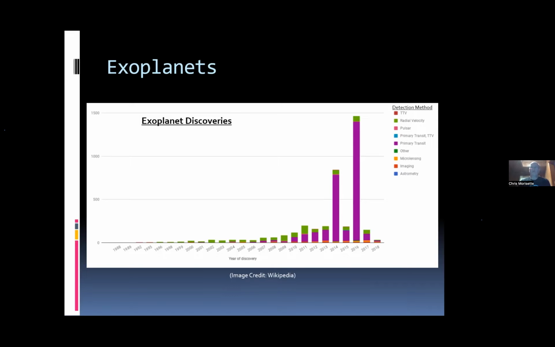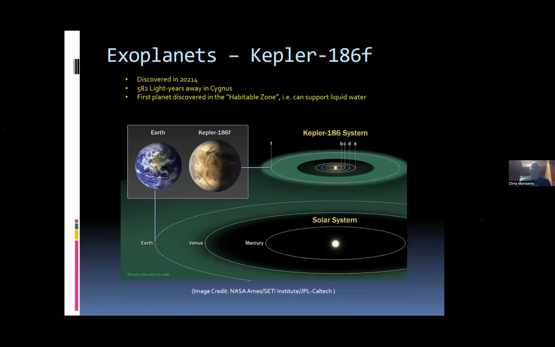And this is just a summary to show you how many exoplanets have been discovered over the course of the years. Here's an example of an exoplanet, Kepler 186f. It's orbiting the star Kepler 186, and I think it was the first planet discovered in the habitable zone. In other words, it could possibly support liquid water, and so I thought that was pretty interesting. And that's only about 580 some odd light years away from us, so it's relatively close to home.